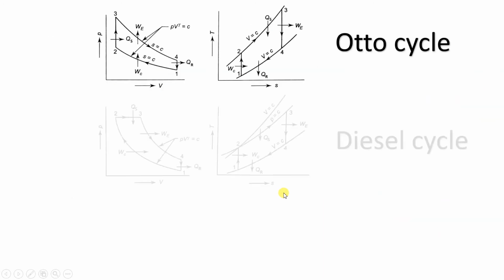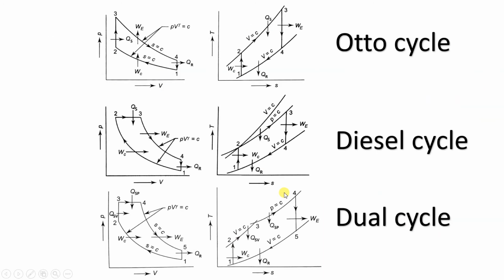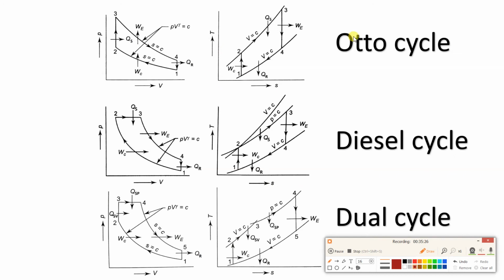Now in order to understand the next comparison, we will again quickly go through which pressure and temperature is highest in case of Otto cycle and diesel cycle. If you recall, in case of Otto cycle, P3 pressure is the highest pressure and T3 is the highest temperature.